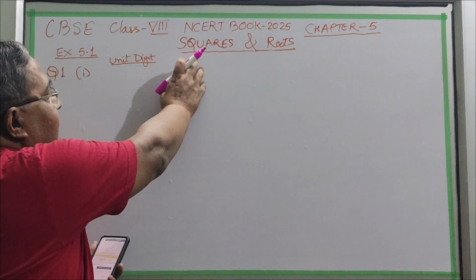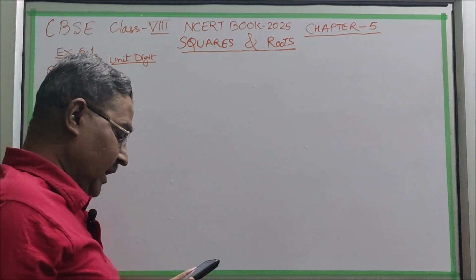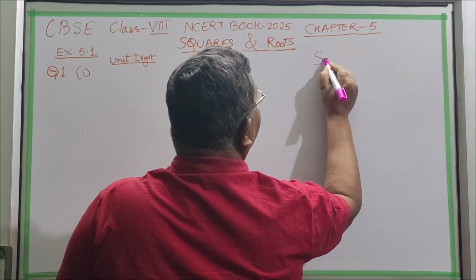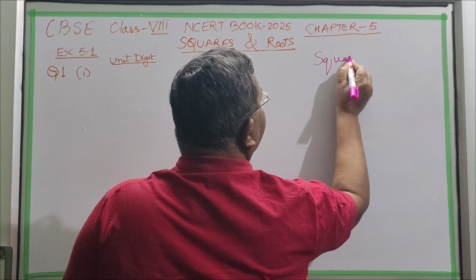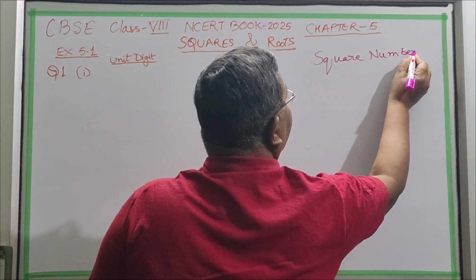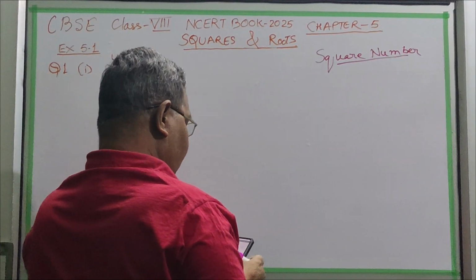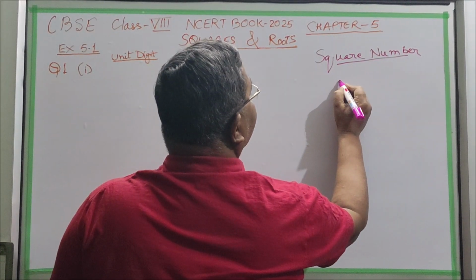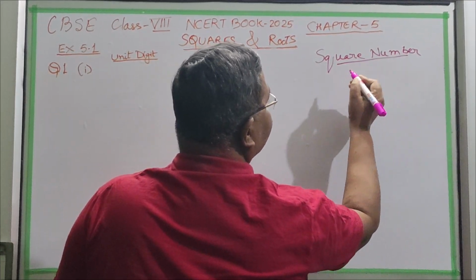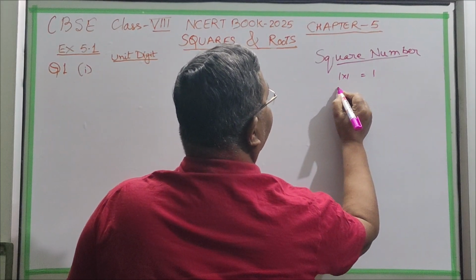So today we will discuss squares and roots, chapter 5. Square means we will deal with square numbers. Square numbers are those numbers which come after multiplying one number with itself. Suppose 1 into 1, so 1 is a square number.